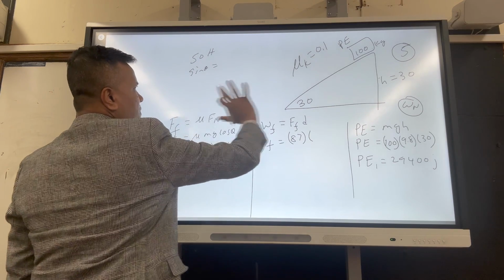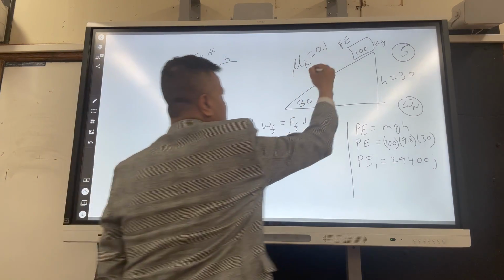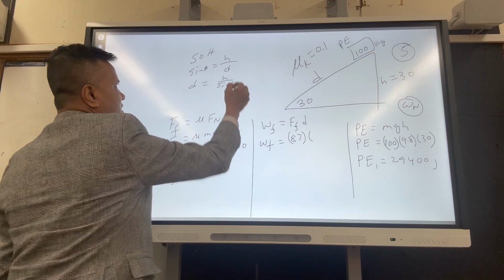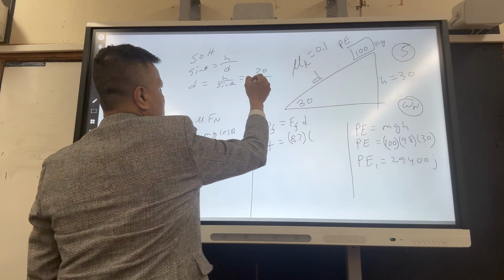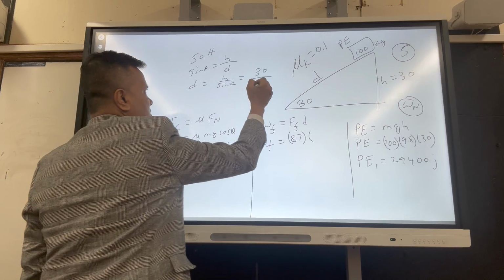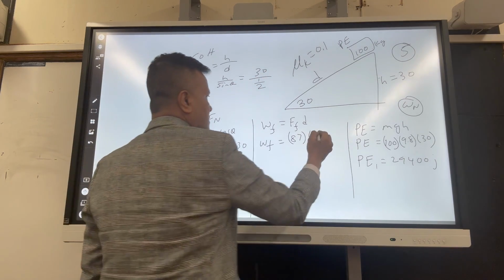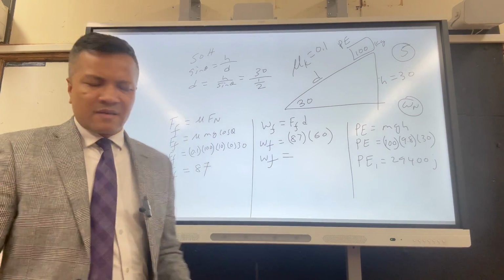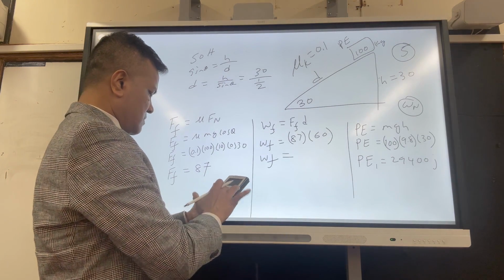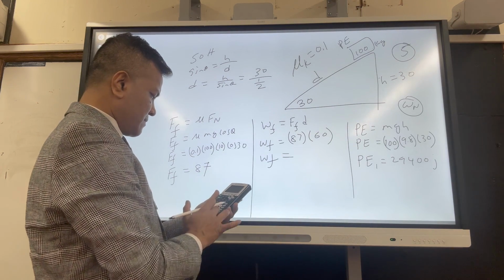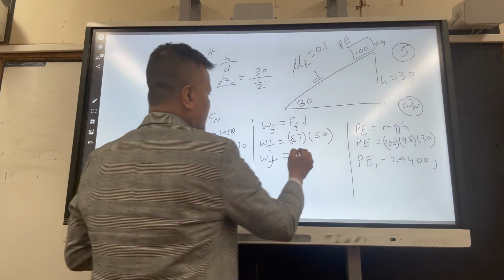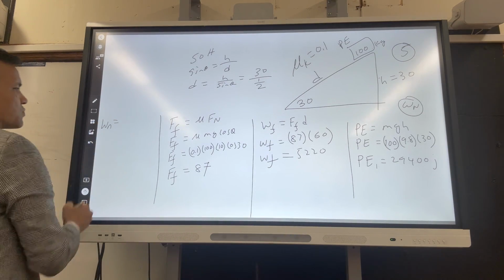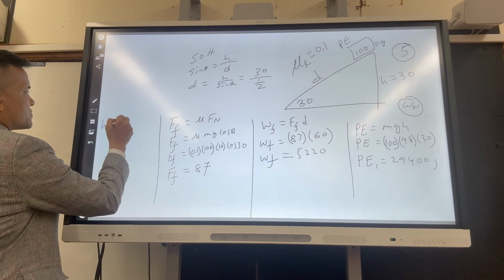Sine theta is equal to opposite, which is the height, over the hypotenuse, which is D. So D is h over sine theta. H is 30, and sine theta is half. So D is 60. So WF is equal to 87 times 60, which is 5220. 5220.